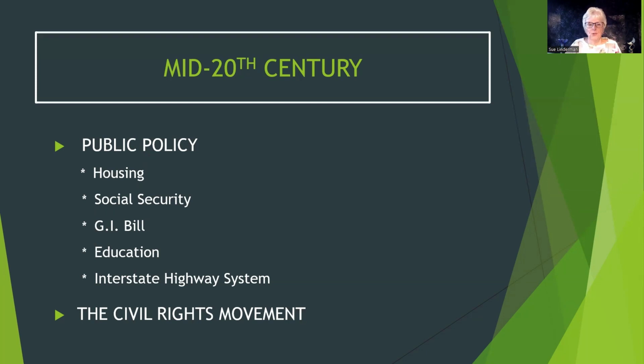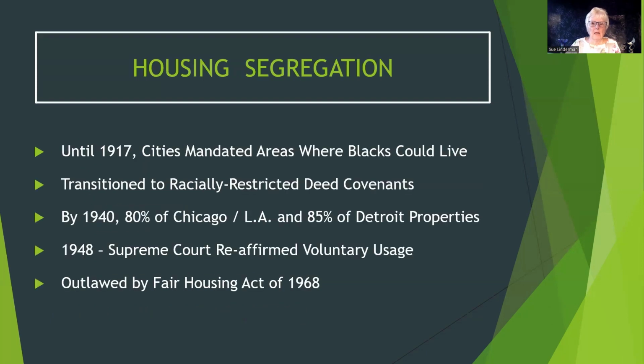And then we will turn our attention to the pivotal events and the impact of the civil rights movement of the 1950s and 1960s. So beginning with housing segregation: until 1917, cities across the country, although they were largely in the South where most of the African-American population lived, could mandate the areas where Black people could live. You can live here, you cannot live here. And it was everywhere. It was the way it was done.